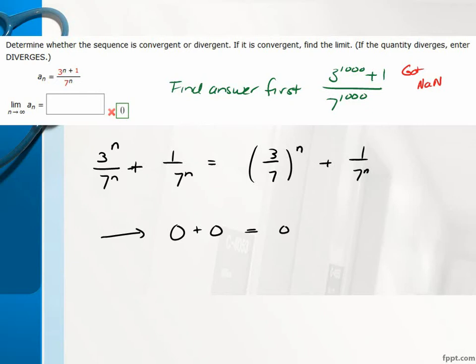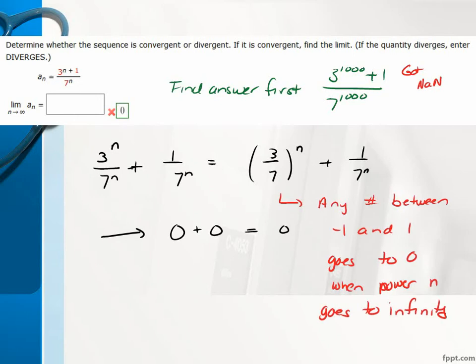Just split them up. What's going to happen to this guy? Zero. Big bottoms go to 0. And this one here, if you factor out the n, you get 3/7 to the n. That's a fraction. And you're raising it to higher and higher powers of n. That goes to 0 too. So it's 0 plus 0, which is 0.